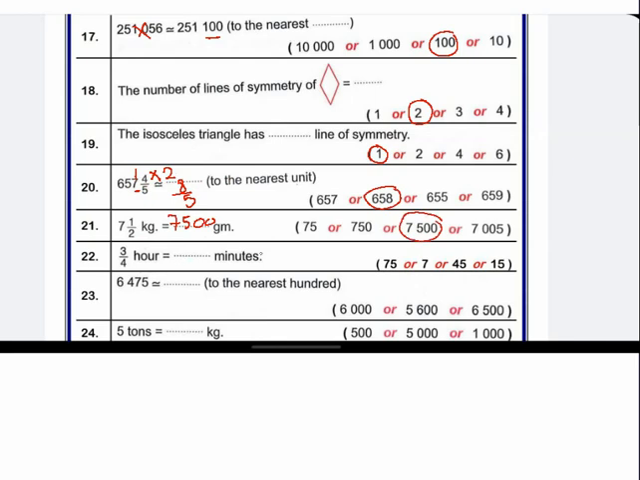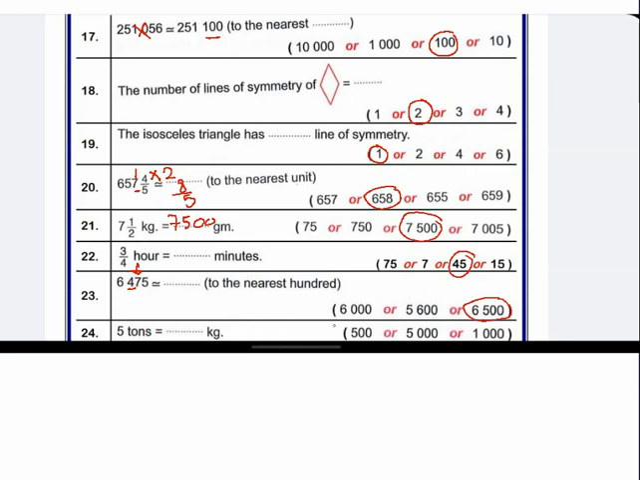3/4 hour equals how many minutes? Okay, we memorize it: 45. 3/4 hour equals 45 minutes. This number to the nearest 100, where is the hundreds place? Yes, 4, and put an arrow on 7. 7 is reached, so it will give 1 to 4, so it will be 6,500.